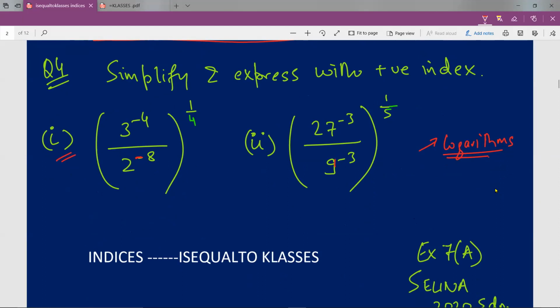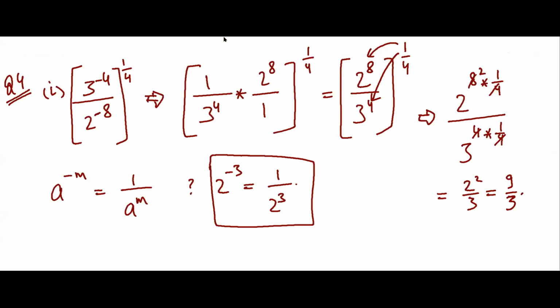So if you understand the logic, again what I'll be doing is I'll be taking the reciprocal of this. 27 I'll write as 3 cube. This I'll write as 3 square, and I'll be multiplying. So you can start the question, you can pause the video, or you can see how I solve this. Okay, let's move to the other screen.